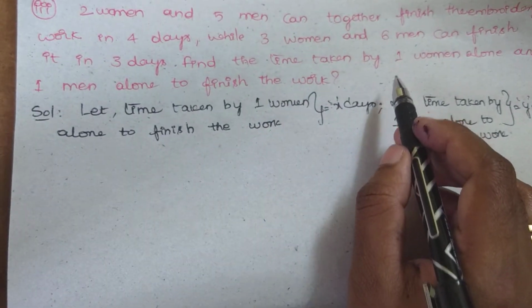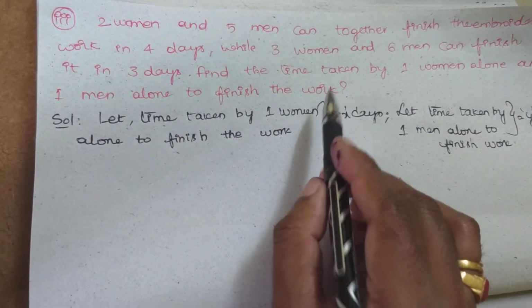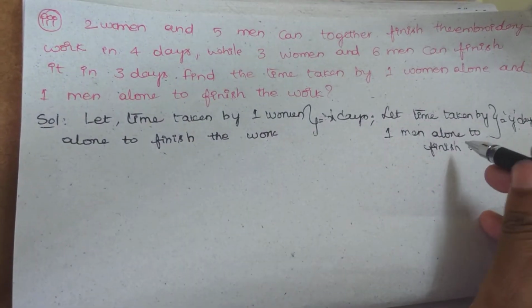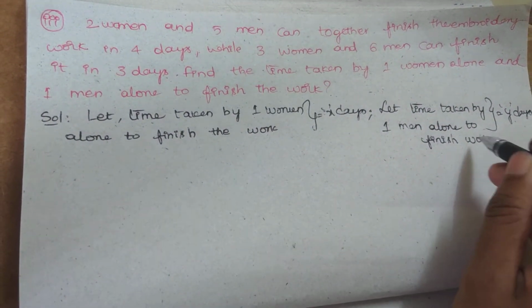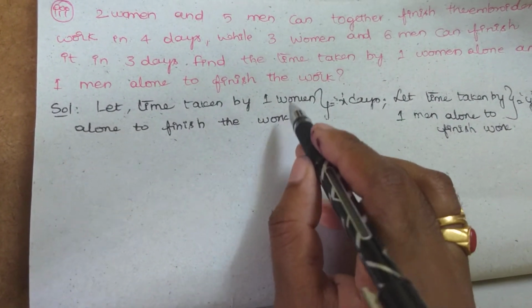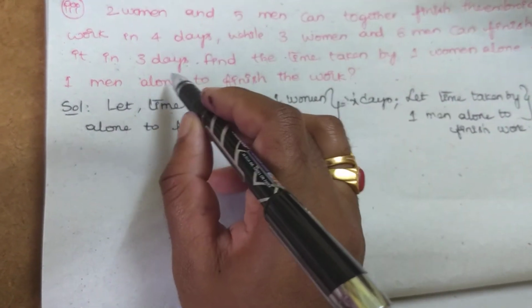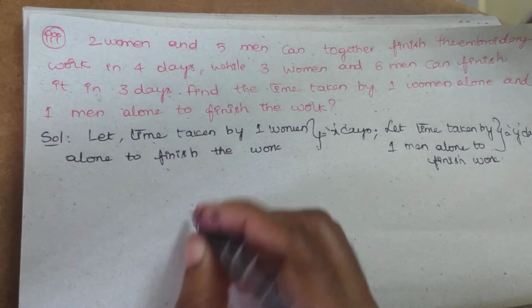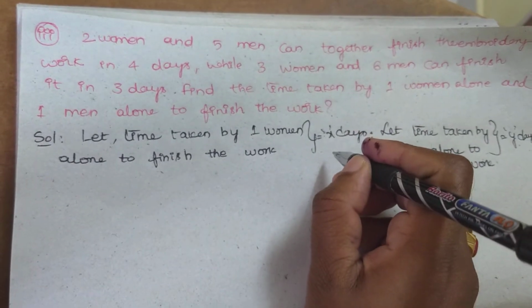So whatever is being asked us to find, I have assumed the time taken for 1 woman to complete the work as X days and the time taken by 1 man to finish the work as Y days. Here the time is measured in days in the given question, so I have assumed it as X days and Y days. So for 1 woman it takes X days.